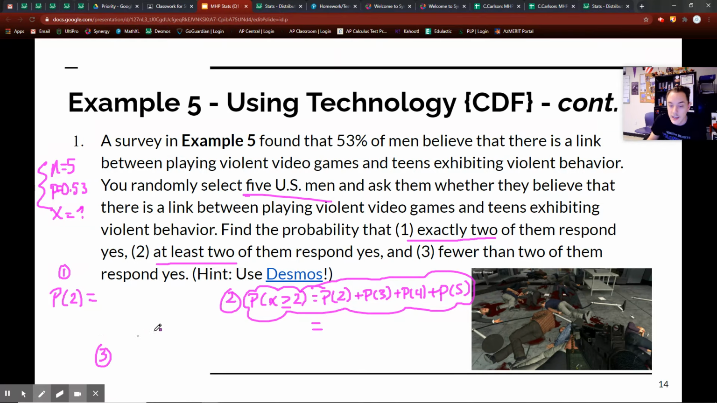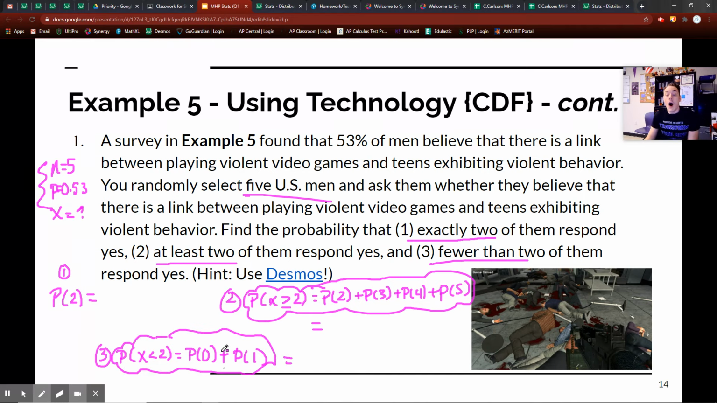And then 3, fewer than 2 of them. So fewer than 2 is a probability of x less than 2, which is the same thing as probability of 0 plus probability of 1, and then plus, that's it. Nothing else, because it's fewer than 2, right? So this is all I have. And then we're going to have an equal.